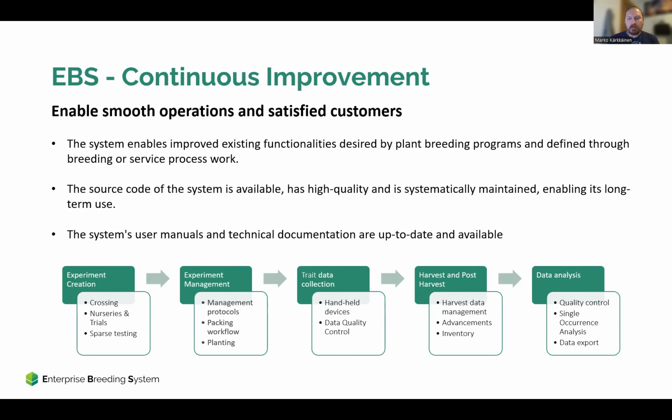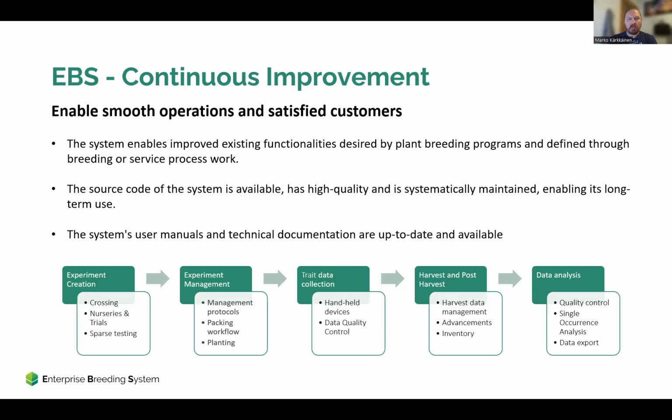So now that we have a fully operational breeding information management system in the hands of our customers, the work doesn't end there. Everybody that has owned a car knows that the car needs service. If you don't change the oils, the engine will first start to damage and then completely die at some point of time. So that's why any kind of information system needs continuous improvements to keep it up and running.